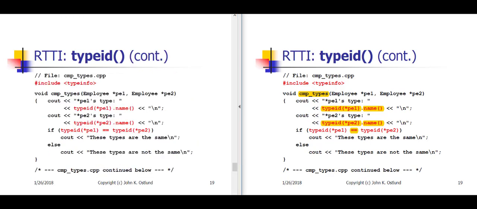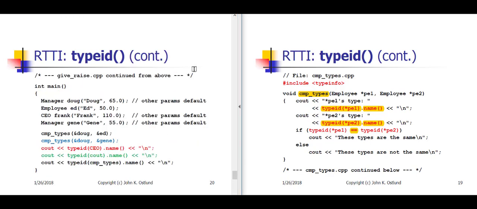Here on slide 20, we have a program making use of this compare types function. We've got Doug is a manager, Ed is an employee, Frank is a CEO, Gene is a manager. We've specified the names and rates for each of these objects, but we've used default values for any other parameters. So Doug has a default title and budget, Gene has a default title and budget, Frank has a default title, budget, profit target, and bonus percentage.